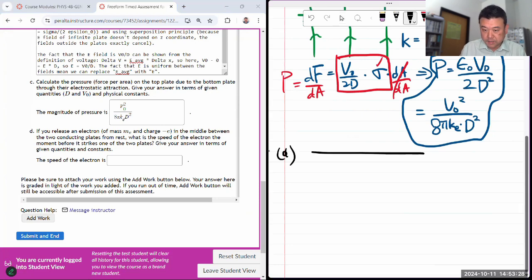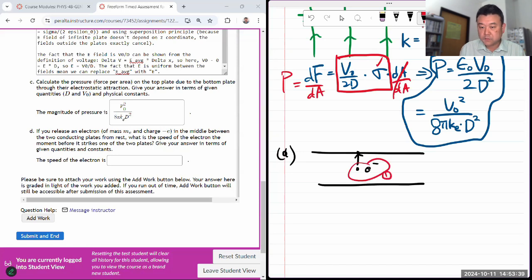So, just a quick sketch. I'm releasing an electron from here. It's going to strike the positive plate and be here at the end. Let me call this snapshot 1 and this snapshot 2. Since energy is conserved from snapshot 1 to 2, the total energy in snapshot 1 is equal to the total energy in snapshot 2. In snapshot 1, it's just the potential energy.